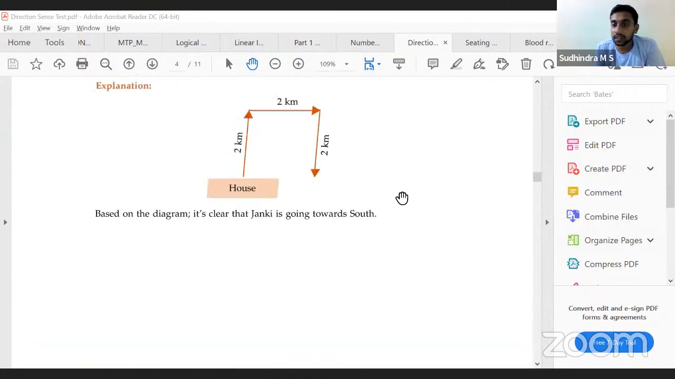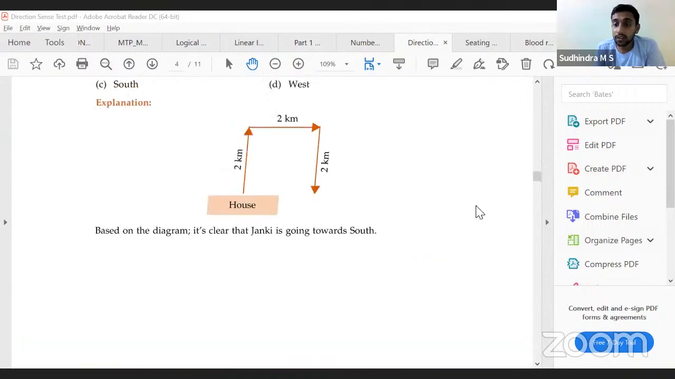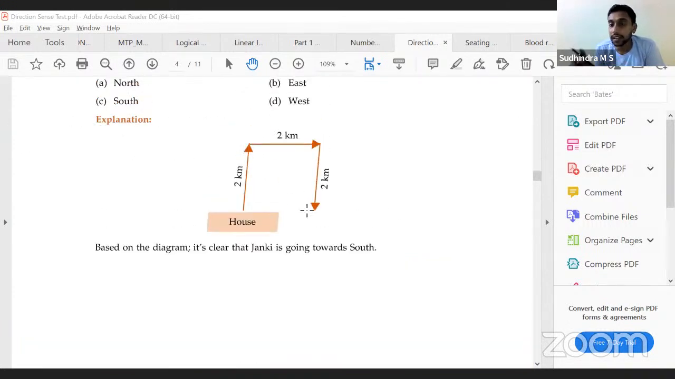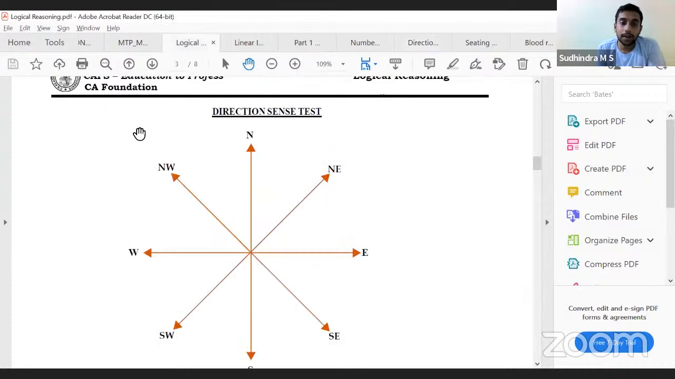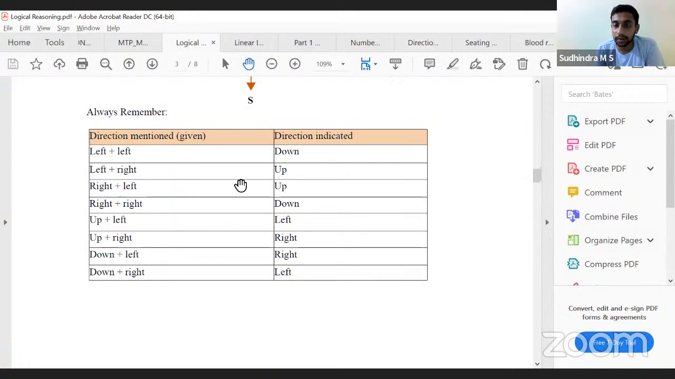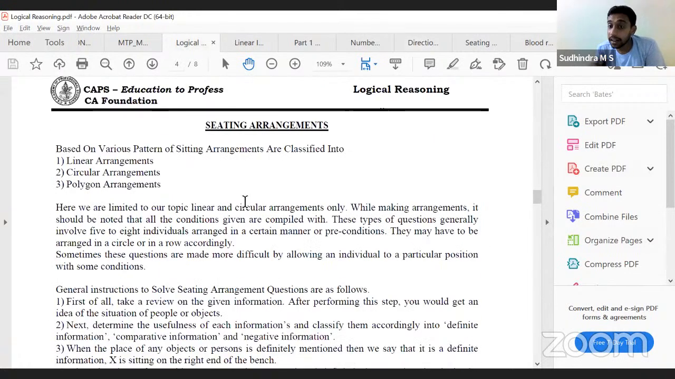That's all. So these are some of the questions in directions. So we have to be careful while reading the question, taking left, taking right, etc. We have to be a little careful. Apart from that, if we are aware of the directions, then this is simple. This chapter is simple. The next chapter related to this is sitting arrangement.